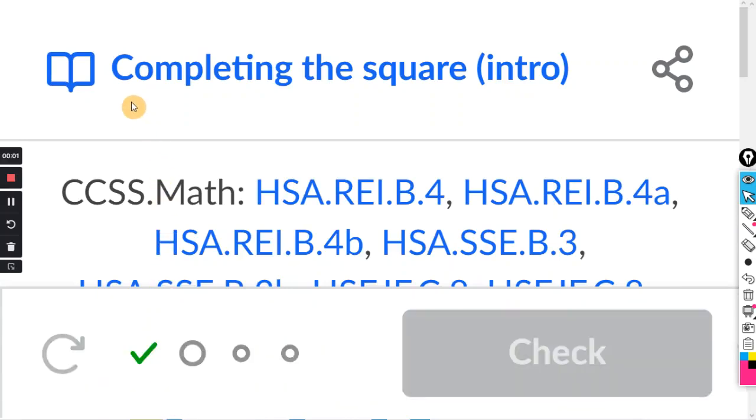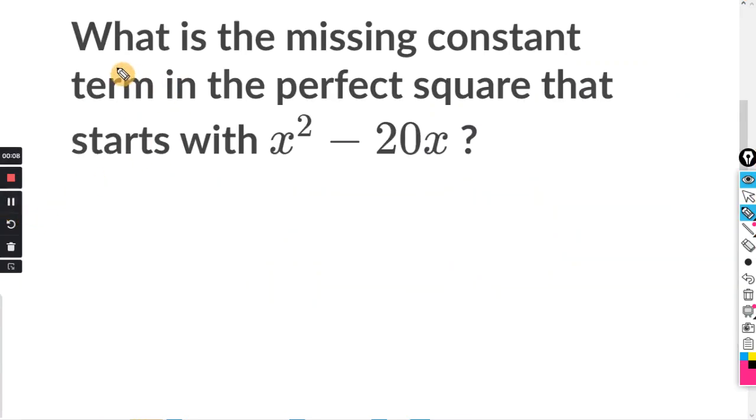This will be for the exercise, completing the square intro. All right, so they want to know what is the missing constant term in the perfect square that starts with x squared minus 20x. Okay, so there's only going to be 2 steps in this exercise for each problem.